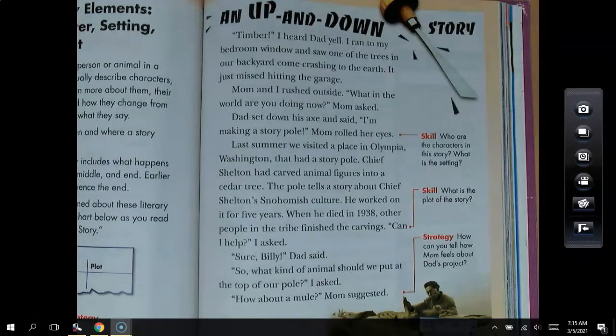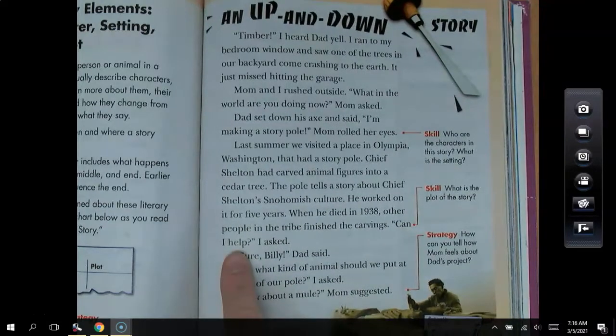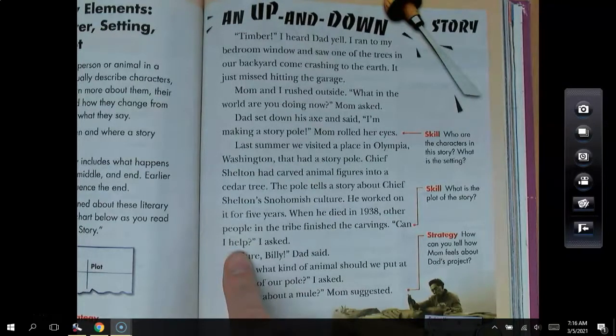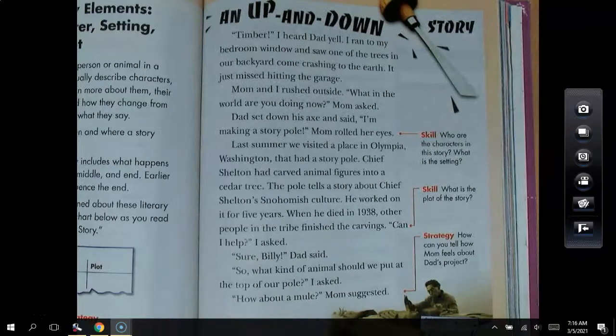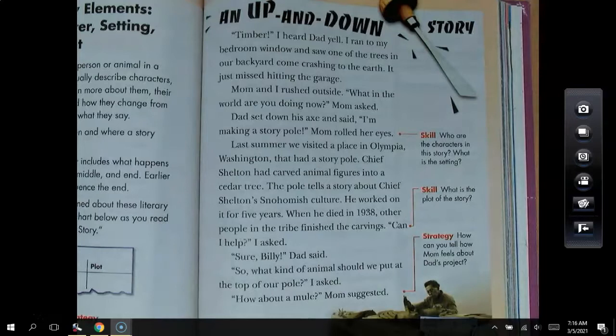Now, what do you think about the other characters? Billy, yeah. How do you think Billy feels about it? Well, it sounds like he's pretty excited, because what does he want to do at the end? Exactly. He wants to help. He wants to help his dad at the end of the story. So we know that Billy is probably excited about what's going on. He probably thinks it's a pretty cool project to do with his dad. And we know, obviously, if Dad's cutting down the tree to make a story pole, he's pretty happy about making it.